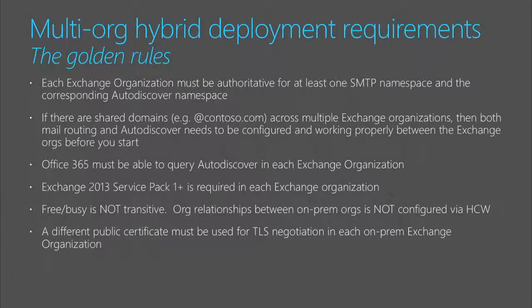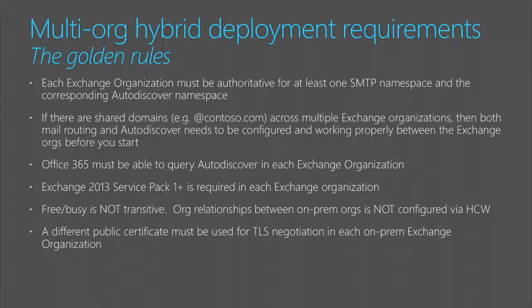Golden rules for hybrid, the multi-forest hybrid deployment. This goes through the iterations in a few different ways, but basically there's a few golden rules that I like to keep in mind. Autodiscover: you need a separate, unique Autodiscover endpoint for each forest, okay? So for the cloud, that's going to be the Autodiscover endpoint for mail.contoso.mail.onmicrosoft.com, your routing address. For the on-premises organizations, if you have two, it should be contoso.com and fabrikam.com, okay? You can't have two forests that have contoso.com as the routing address for Autodiscover, okay?